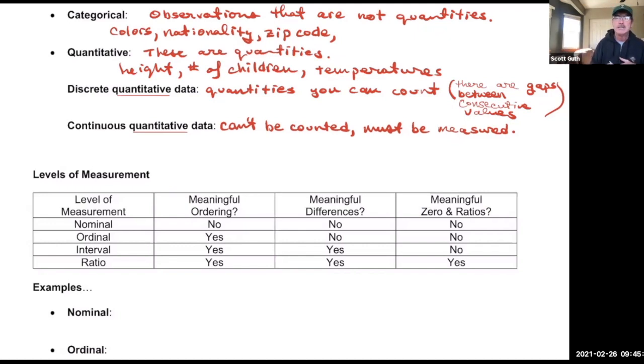So that's the weird thing about continuous quantitative data, is that there's just no gaps between possible values, and that makes it really hard to list them. So they can't be counted, they must be measured.